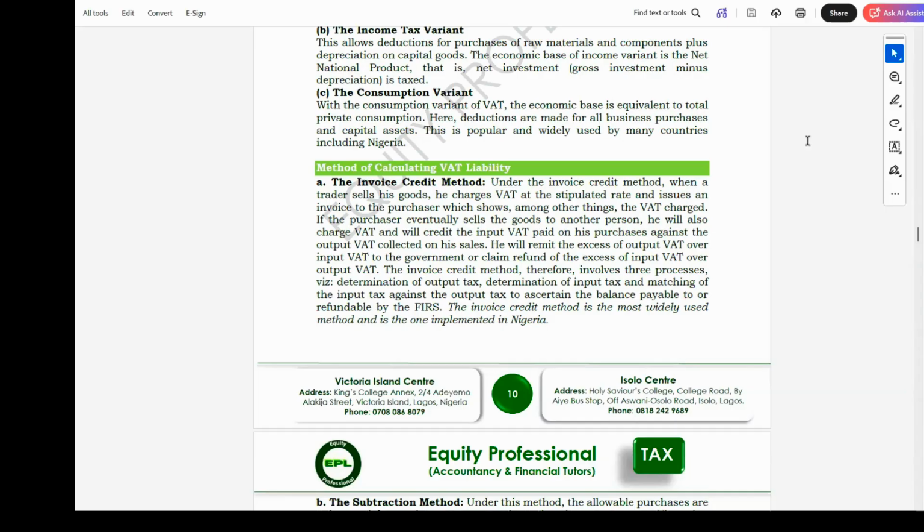So today we are going to start with the methods of calculating VAT liability. How do we calculate the VAT? What are the methods of calculating?